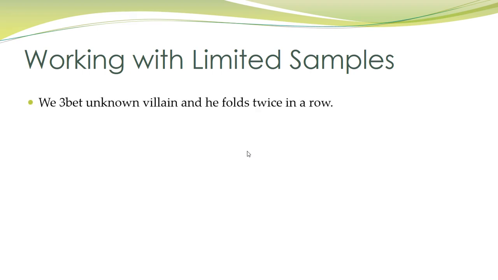At this stage, let's talk about using probabilities with limited sample size. It's best if we illustrate this with an example. Let's imagine we 3-bet an unknown villain and he folds twice in a row to a 3-bet. We don't have any other history on the guy, but we've 3-bet him twice and both 2 times he's folded.